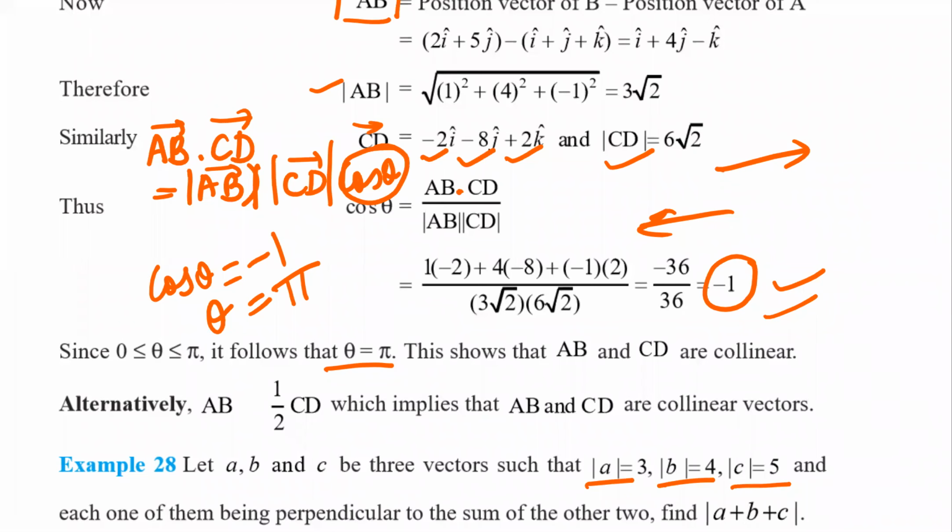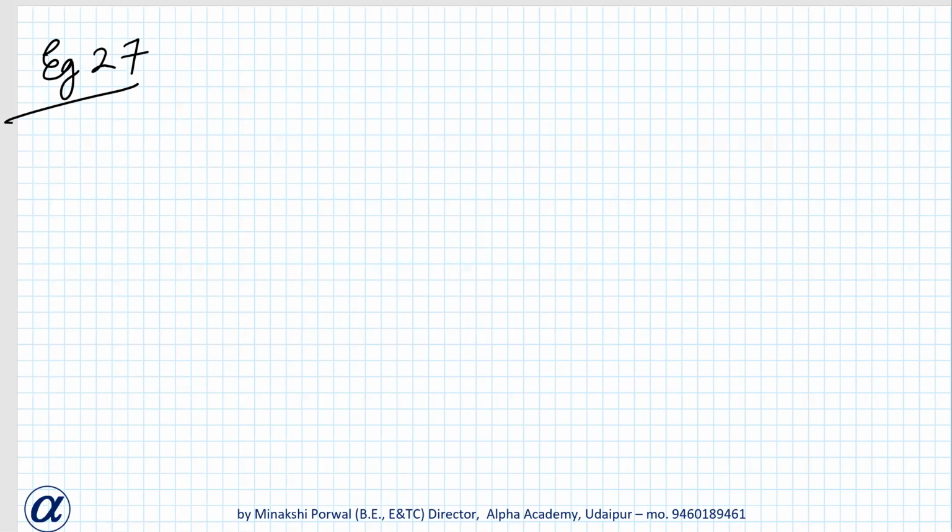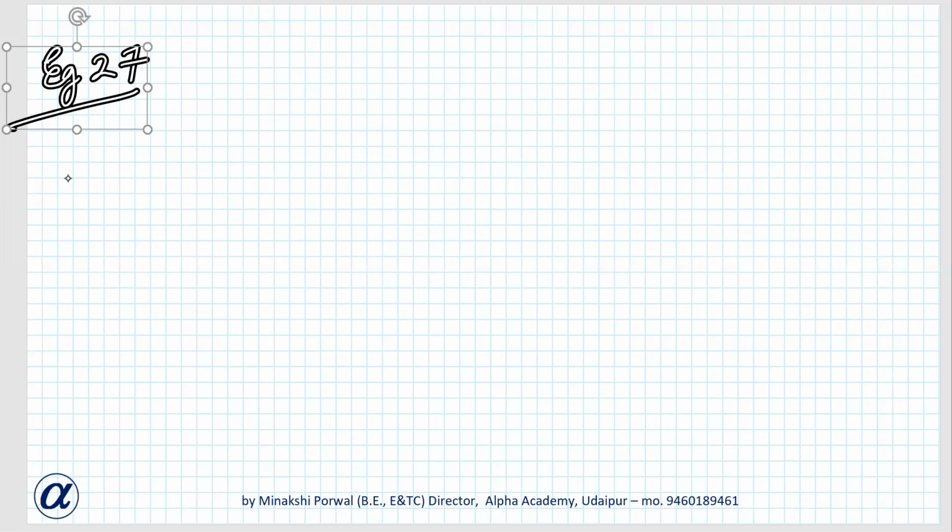A, B, C are three vectors. Their magnitudes are given, and each one of them is perpendicular to the sum of the other two. So we are doing example 28.